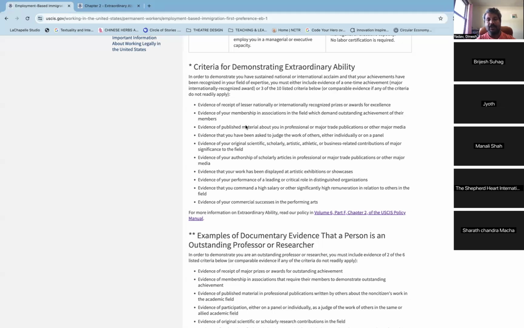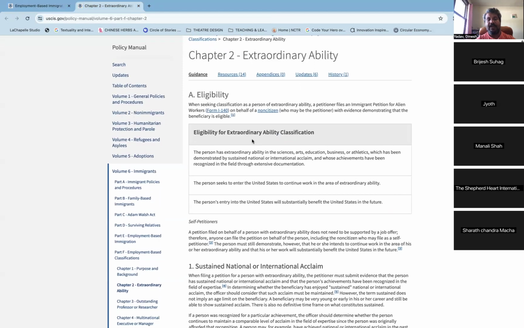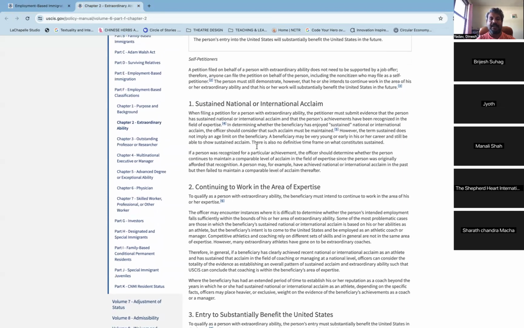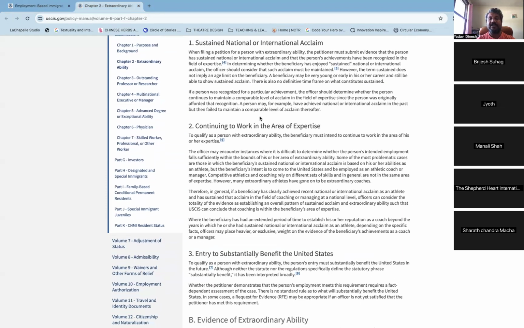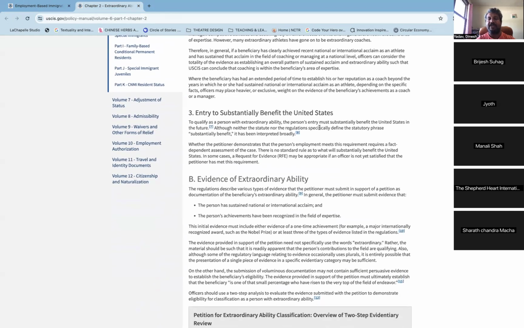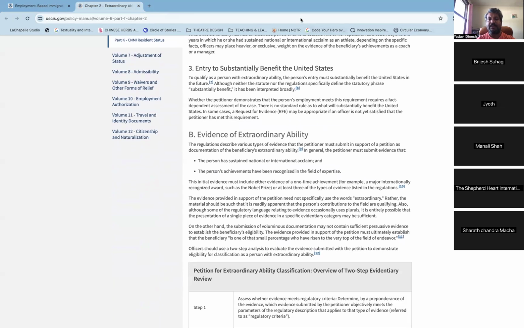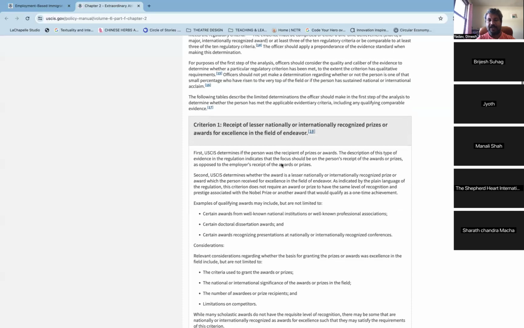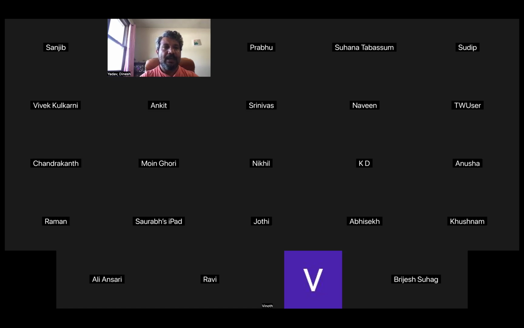Now, I will quickly go to this volume 6, part F section. Up here on that link, each category is explained in detail. Sustained national or international acclaim, continuing to work in the area of expertise, entry to substantially benefit the United States, evidence of extraordinary ability. It's all up here on this website. So go and check this and see whether you qualify or not, or whether you have a chance or not. I will stop sharing here.